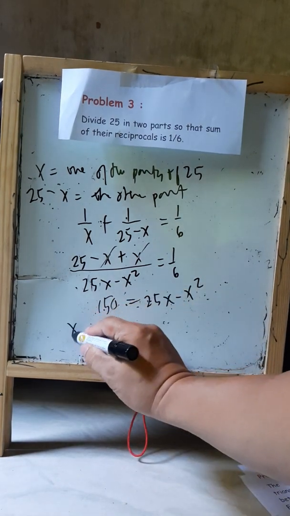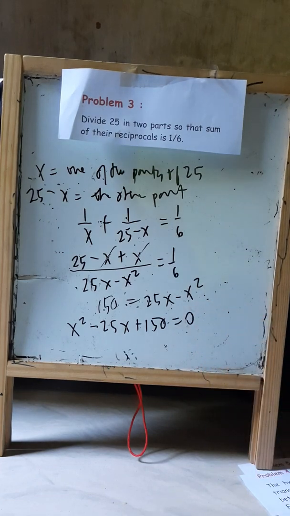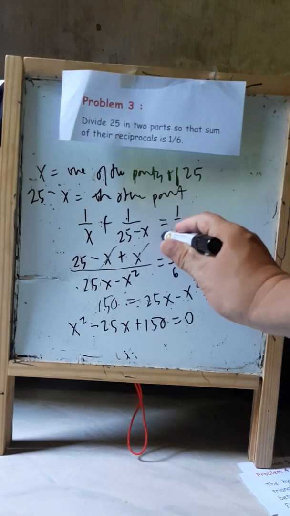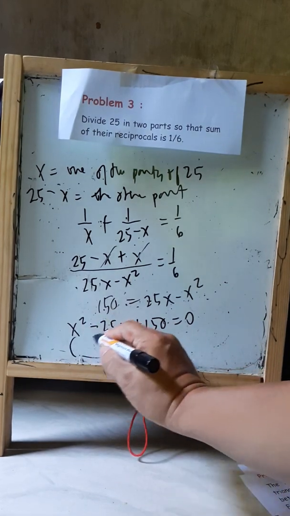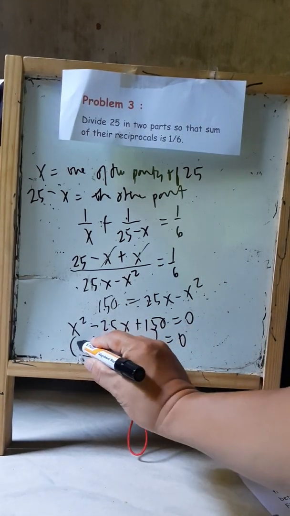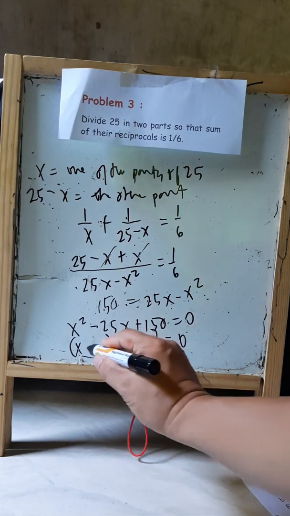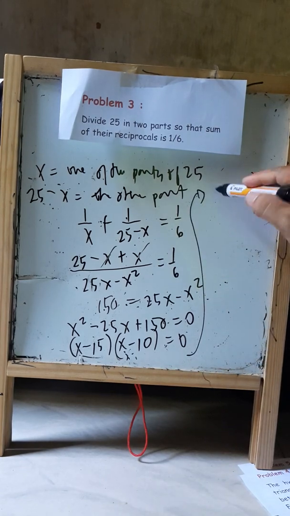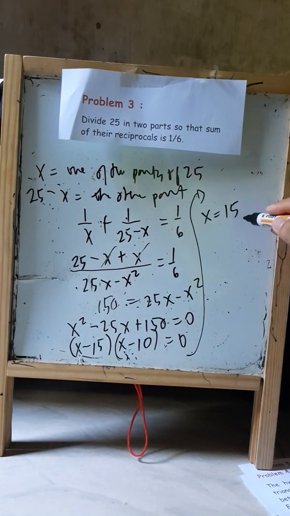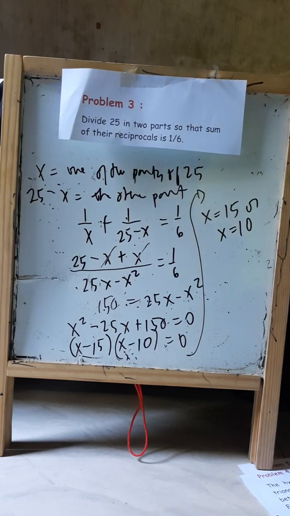You can transpose this: x squared minus 25x plus 150 is equal to 0. As you can see, this rational equation was transformed into a quadratic equation, x squared minus 25x plus 150, which we can now solve by factoring. For the factors of 150 whose sum is negative 25, we have negative 15 and negative 10. So what are the values of x here? Positive 15 or 10.